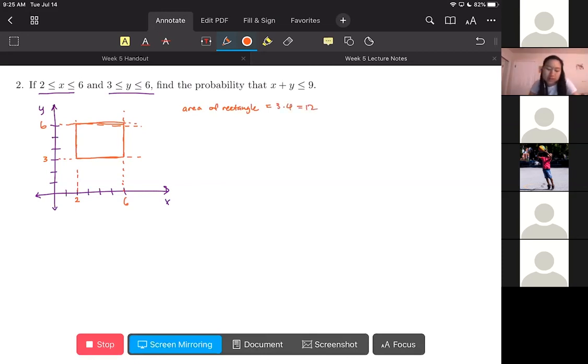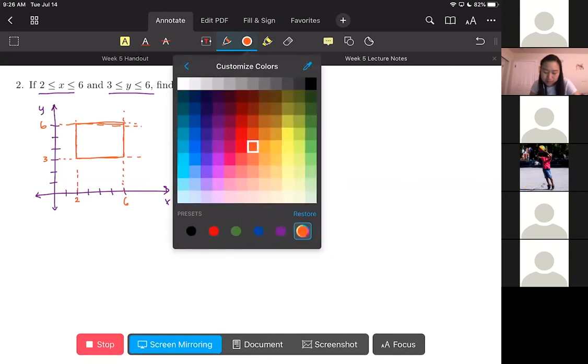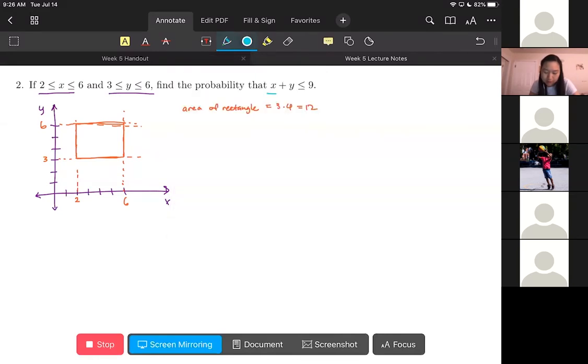Cool. So now we want to see when is it true that x plus y is less than or equal to 9? So I think the easiest way to see this would be to actually graph the inequality x plus y is less than or equal to 9. So does anyone want to explain how they would graph this? So use a different color. So how do you graph this?